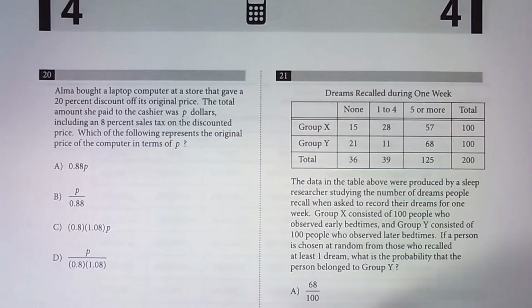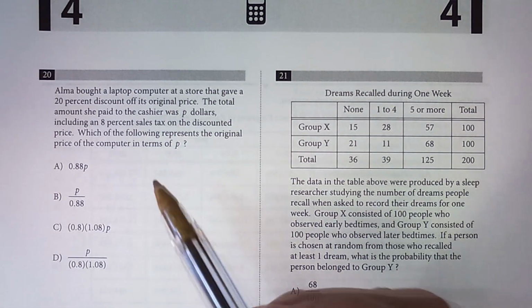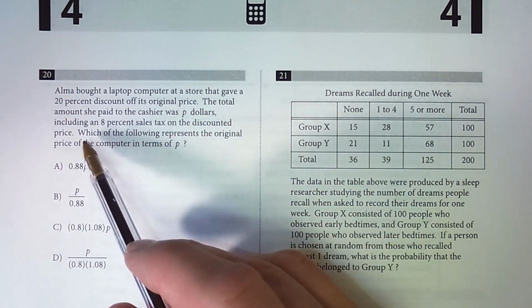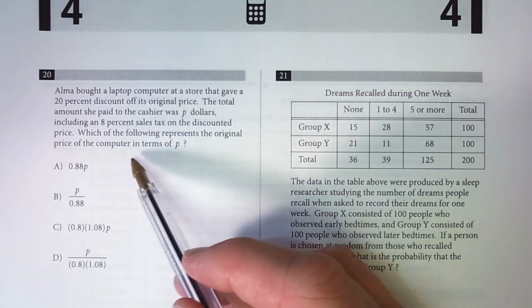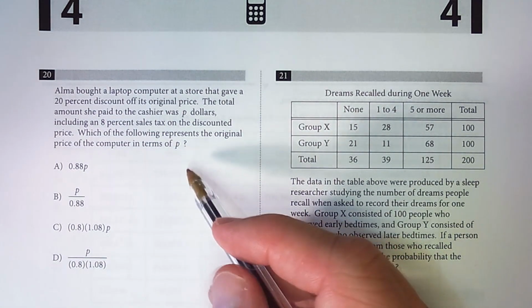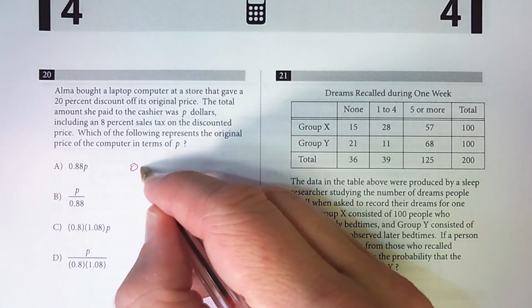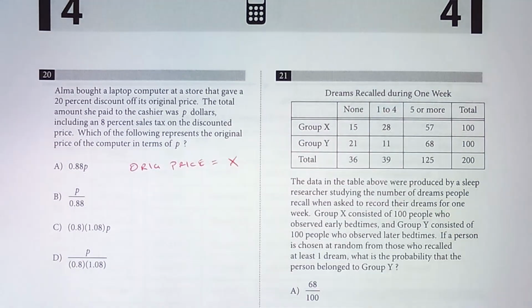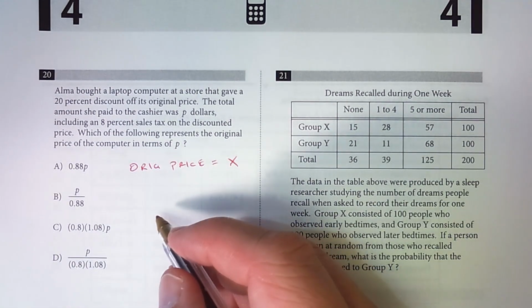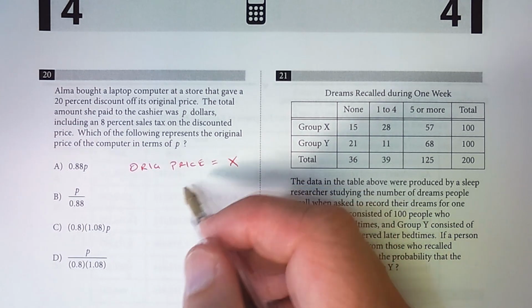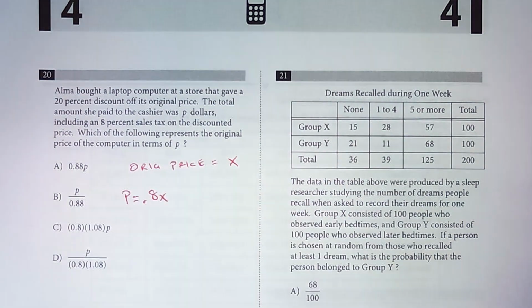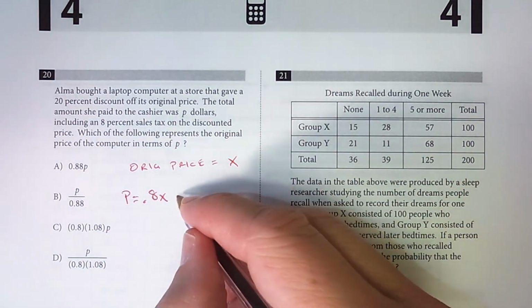Alma bought a laptop computer at a store that gave a 20% discount off its original price. The total amount she paid to the cashier was P dollars, including an 8% sales tax on the discounted price. Which of the following represents the original price of the computer in terms of P? Okay, so let's say that the original price is X, so X dollars. Okay, so what Alma had to pay was 20% less than X, which means she paid 80% of the price. So what she paid was 0.8 times the original price of the computer.